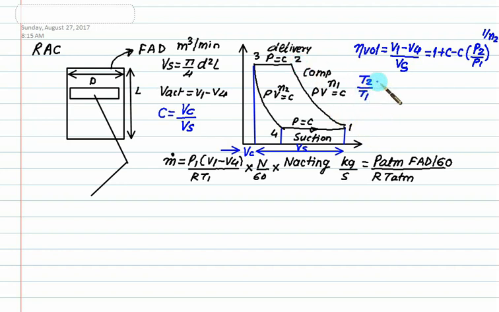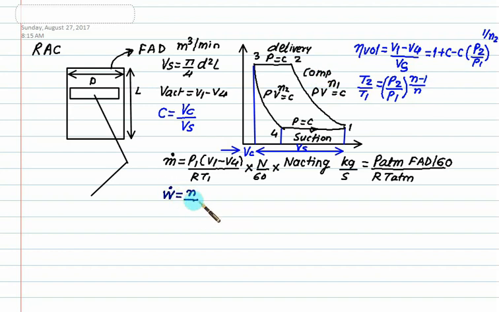The delivery temperature at the end of compression is given by T2 by T1 equal to (P2 by P1) to the power (N minus 1) upon N, where N you can take as the index of compression. Delivery temperature is normally asked in numericals, and is also used to calculate the amount of heat transfer during the compression stroke.